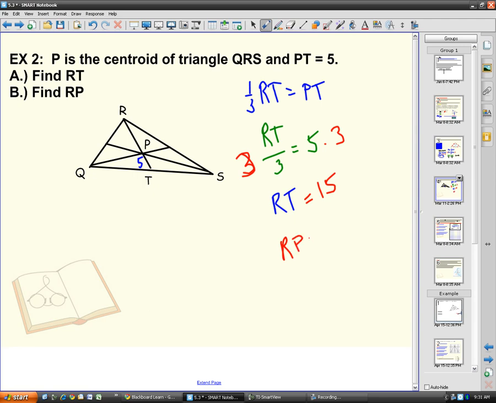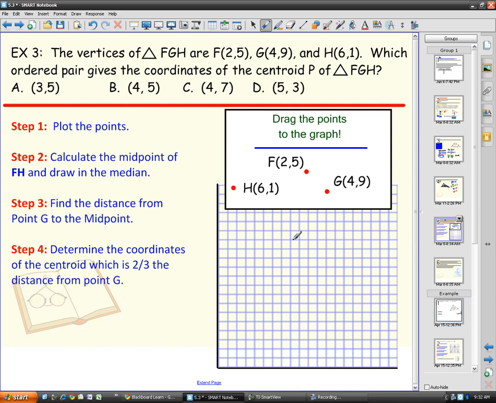Okay. So now we're given the vertices as ordered pairs. So if you want to do this example, please pause it and copy it down and follow the steps over here. So the first thing it says is plot the points. So that's what I'm going to do. I'm going to plot the points.